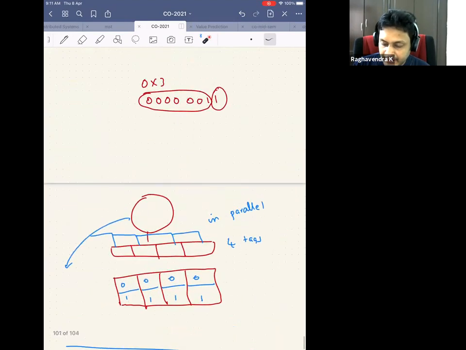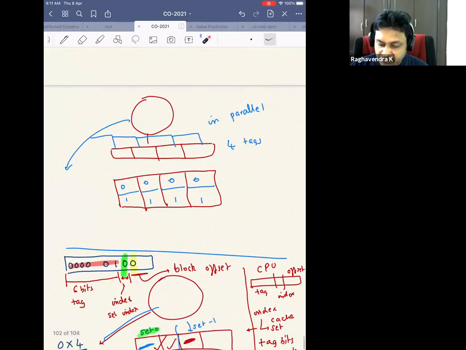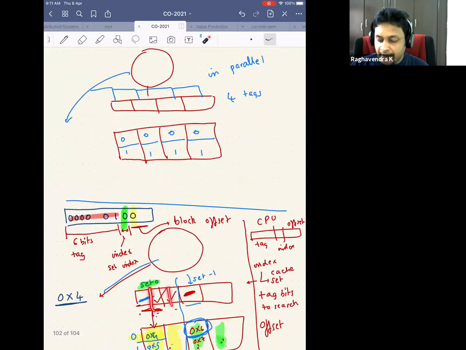This is a fully associative cache because I can store the block anywhere in the cache. I can store either in the first location, second location, third location, or fourth location. That's why it's called a fully associative cache. This is called a two-way associative cache because I have two locations where I can store this block.